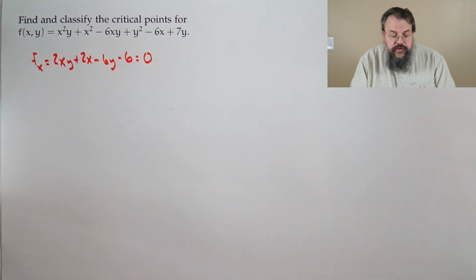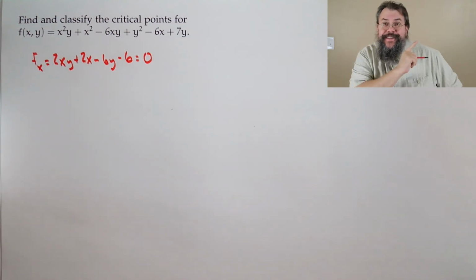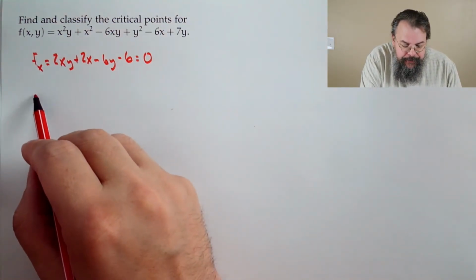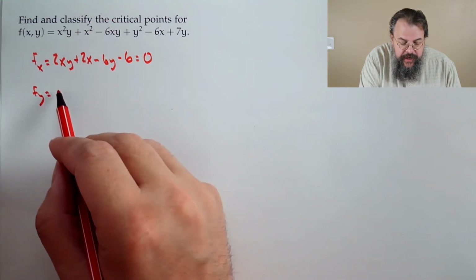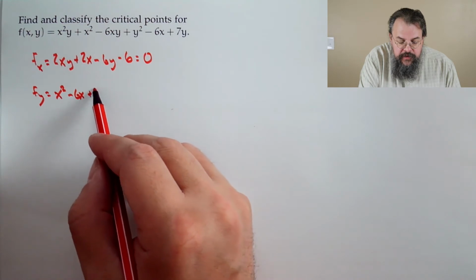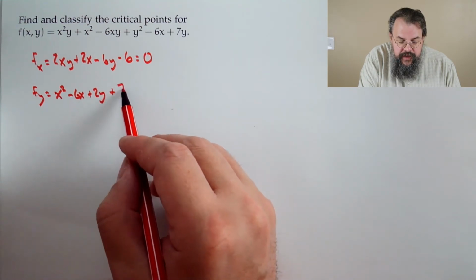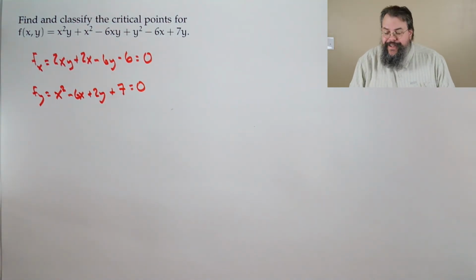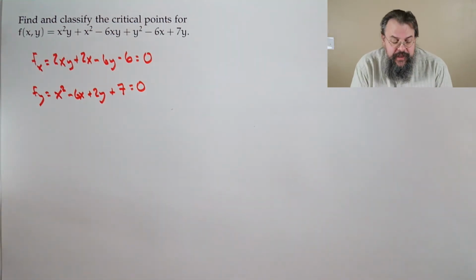And our first reaction when we see that is like, but we say, look, we also get to do f sub y, right? Okay, let's do that. f sub y is x squared minus 6x plus 2y plus 7. I set that equal to 0. Okay, great. Well, it looks like we're going to have a lot of fun ahead.